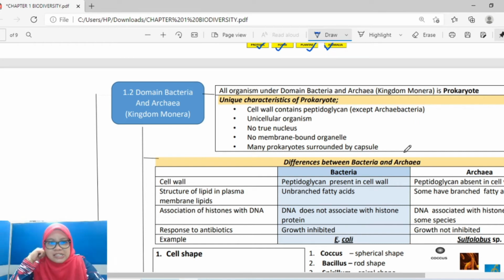Earlier I already gave 3, simple, right? They do not have a true nucleus. They do not have membrane-bound organelles. They are unicellular. So you can add another 2. What is easy for you to remember? You can remember many things. The ribosome is small, which is 70S. The DNA lies freely in the cytoplasm. Then the DNA is in circular shape. There are a lot of other characteristics of prokaryotes that you can remember.